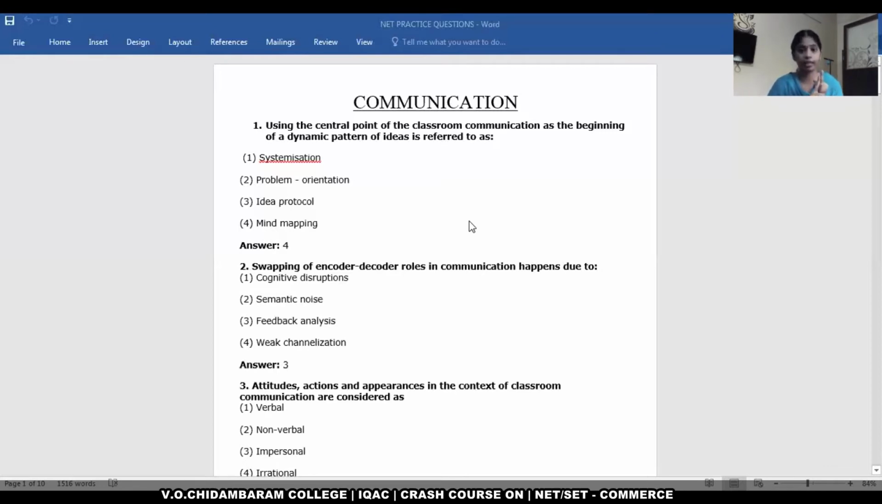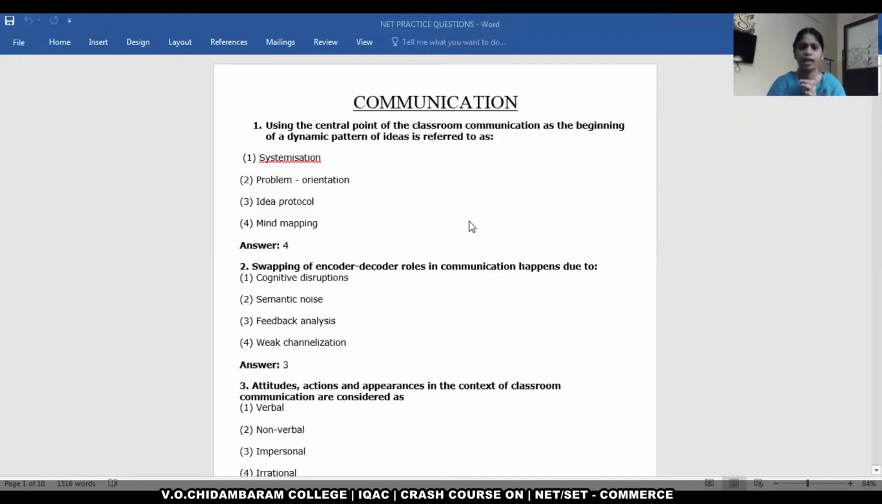Semantic is based on grammar, a language barrier. Feedback analysis. Feedback is what you know: the sender gives the information, the receiver gets it, and gives a proper response. Or weak channelization. Weak channelization means a barrier based on the channel or media. Now look at the four options. The answer is 3, feedback analysis.